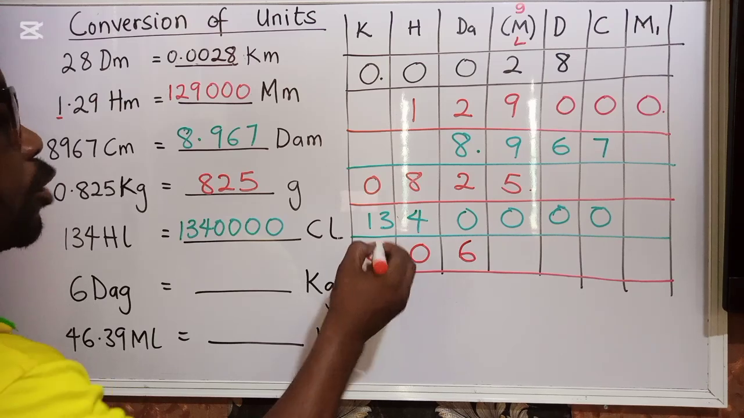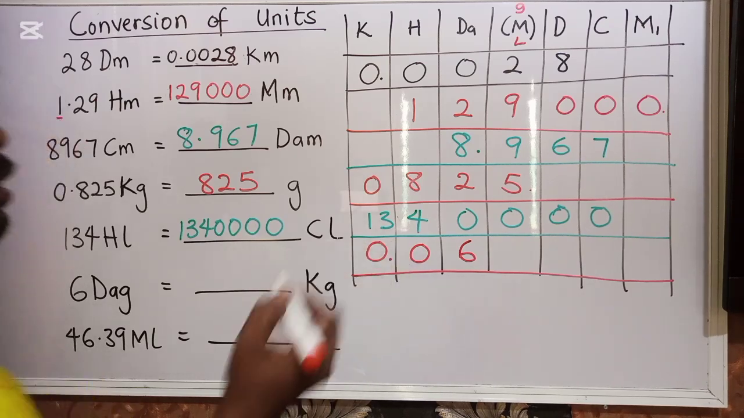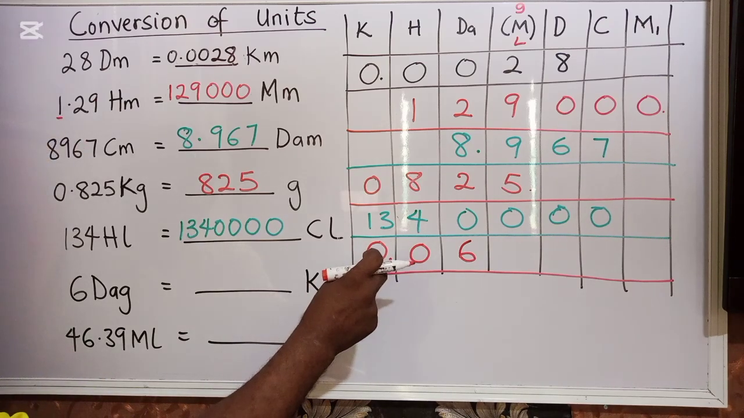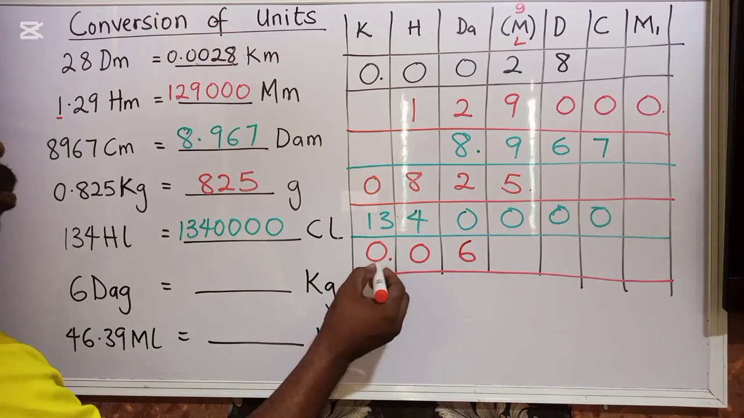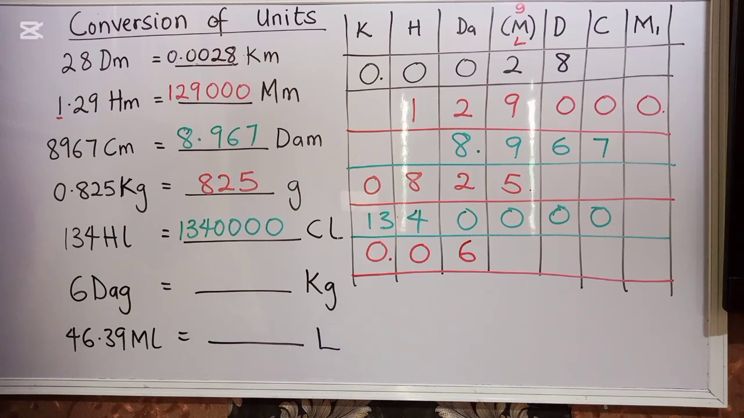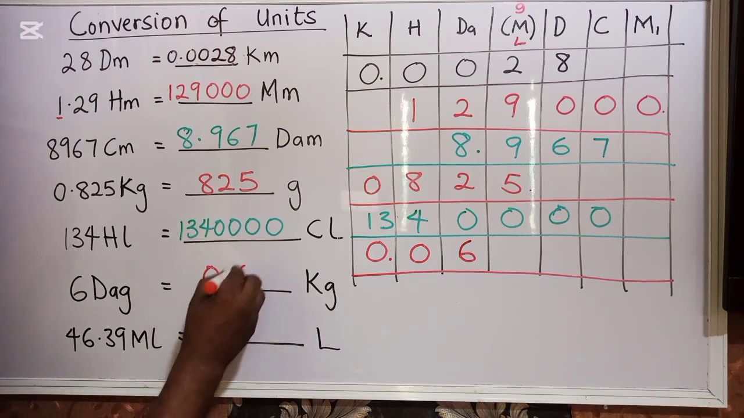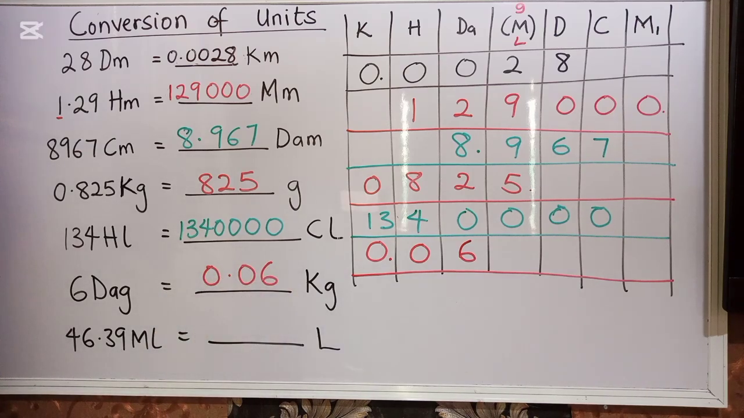So when you get to your destination, put point here. No, now this point makes sense. You know, if these are the destination of both points here, it does not make any sense. But now when you put point here, it makes sense now. So your answer now becomes 0.06. So therefore, to convert 6 decagram to a kilogram, you are having this.